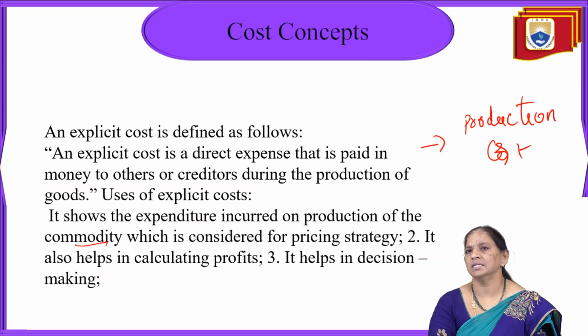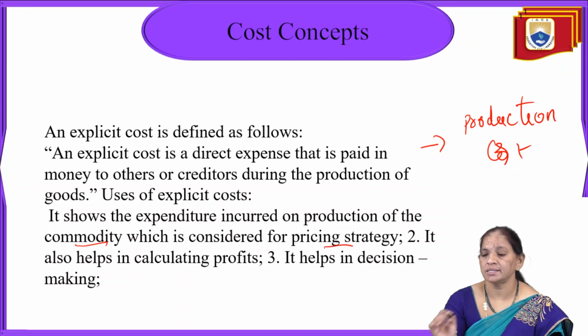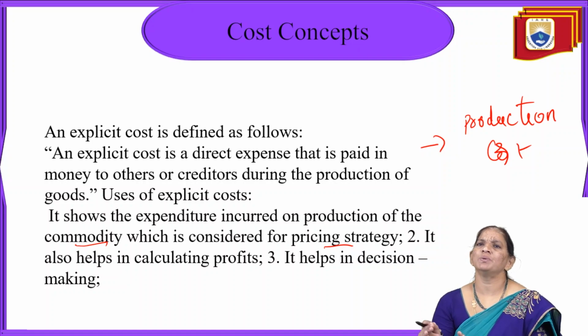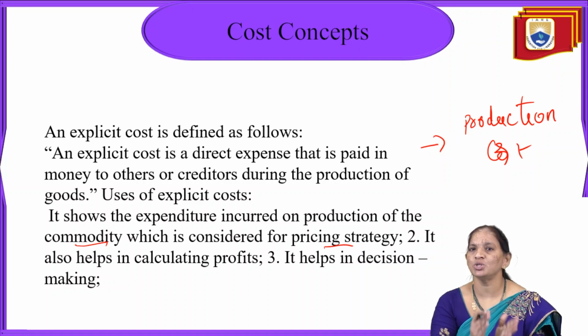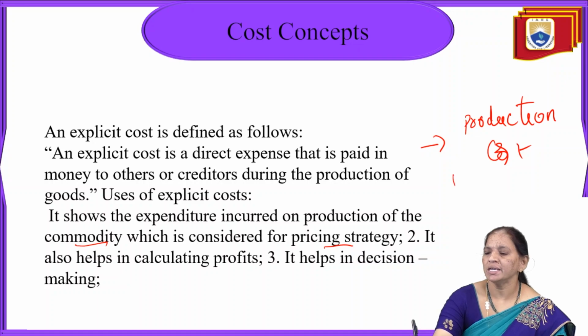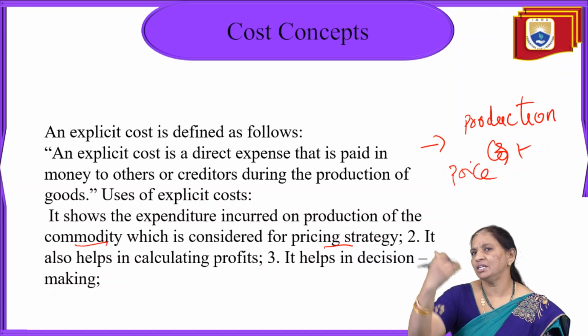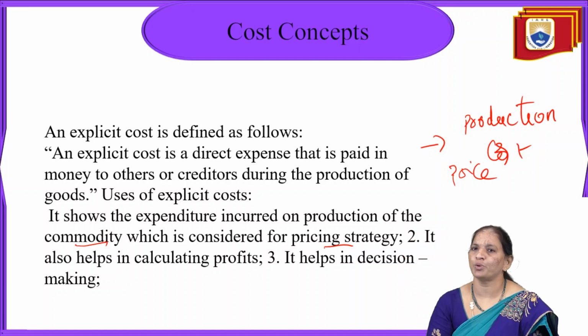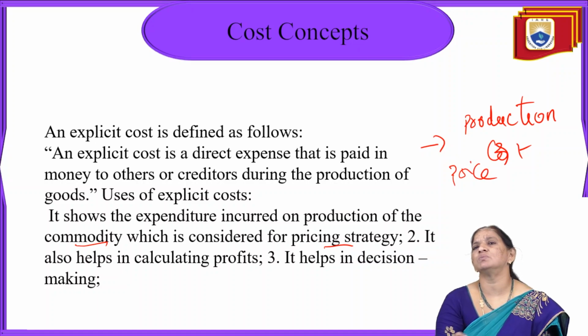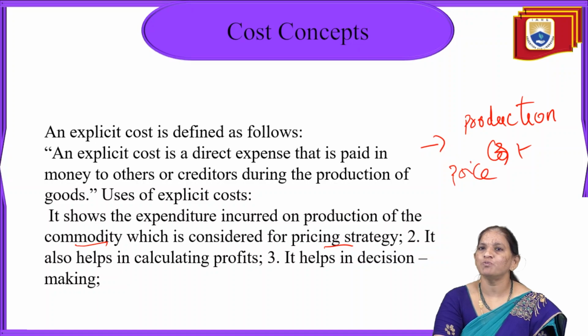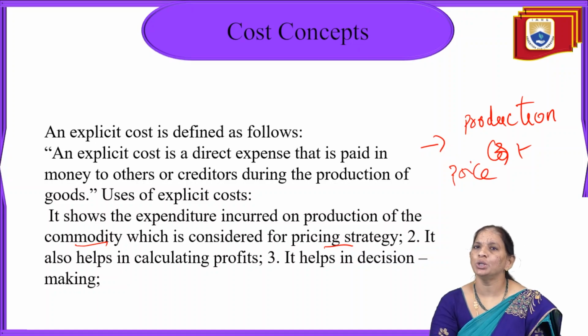So this is incurred in the production process and gives consideration for pricing strategies. Why? Indirect expenses are apportioned or distributed, but direct expenses are very much required for knowing the price of a product. So 100% we consider a product's price by identifying the cost of the factors of production. That's why, when I want to implement different types of pricing strategies, first I'll give importance to this cost of production, the explicit or direct cost.